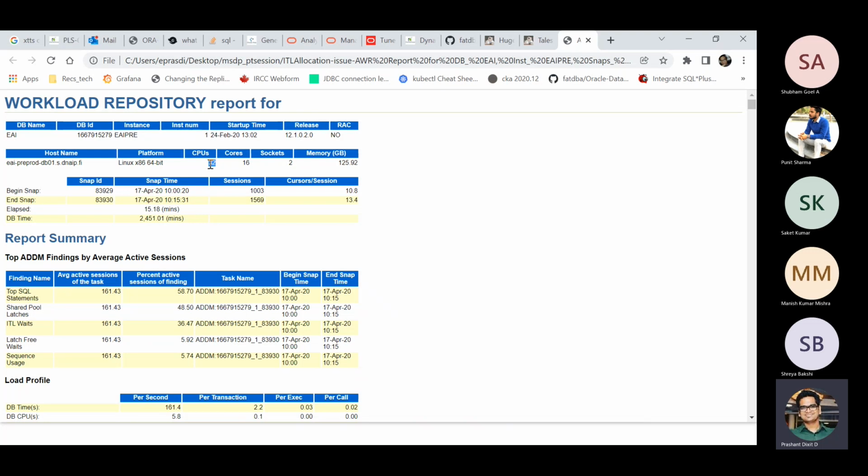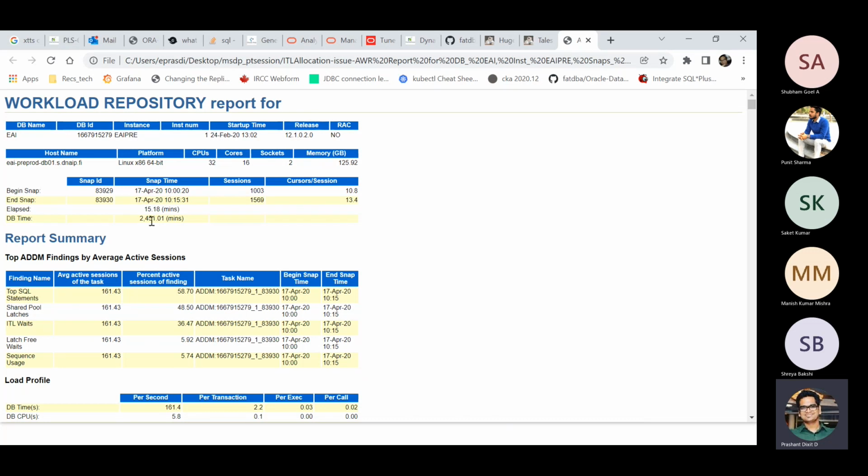The same is the case with this database from which I've copied this AWR report. So this means the workload is very high. Around 161 sessions were found waiting on something. We are again not sure where exactly those sessions were waiting, but 2451 minutes of DB time, when you divide it by the elapsed time of 15.18 minutes, gives you the average number of active sessions, or AAS. And when you compare it with the number of CPUs, it's very high compared to the number of CPUs we have. So there is definitely a very big problem going on.